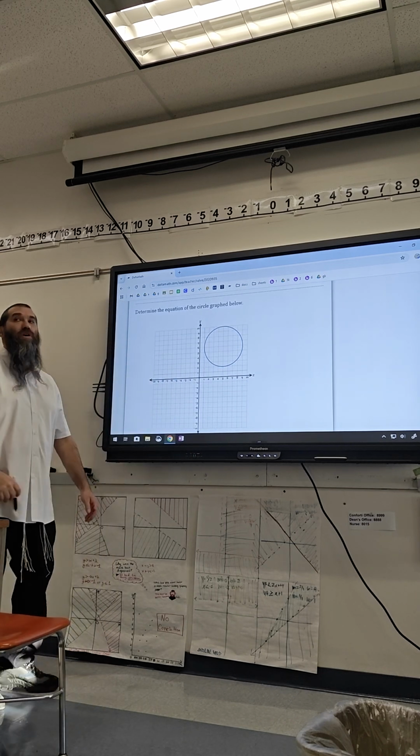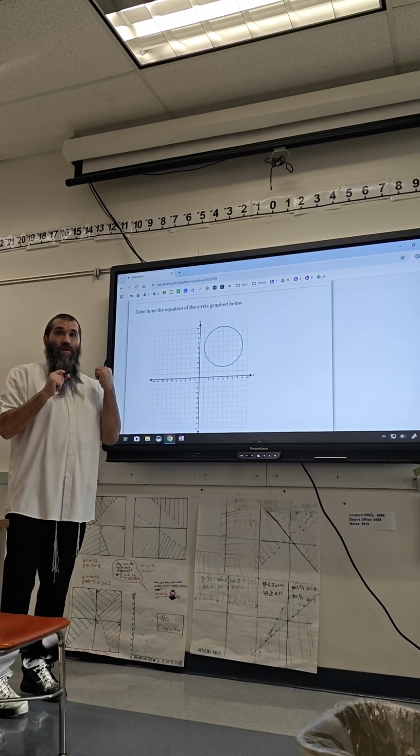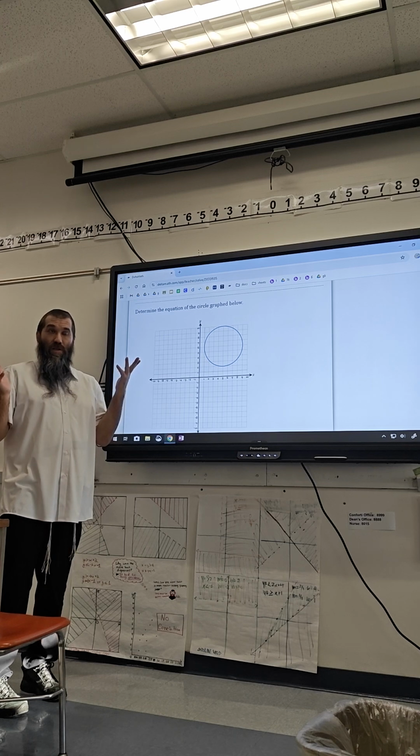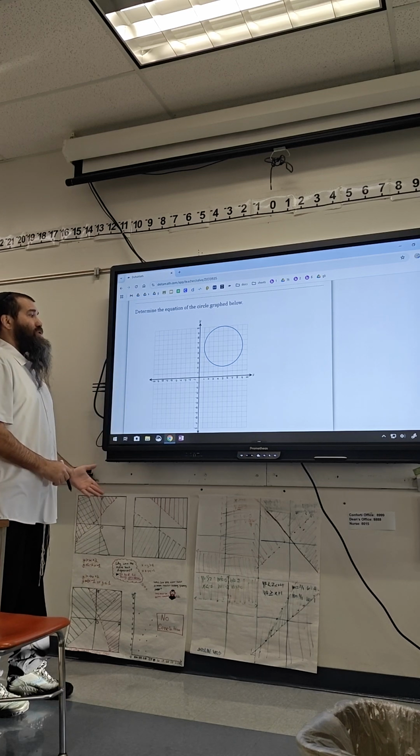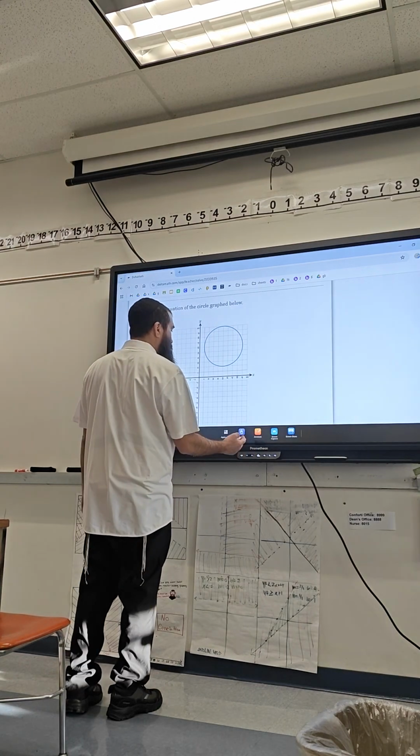All right, so there's two things you gotta find in a circle. You gotta find the radius and you gotta find the center. That's it to write the equation. So I'm gonna show you first just finding the radius and the center, and then how to write the equation. It's actually really easy.